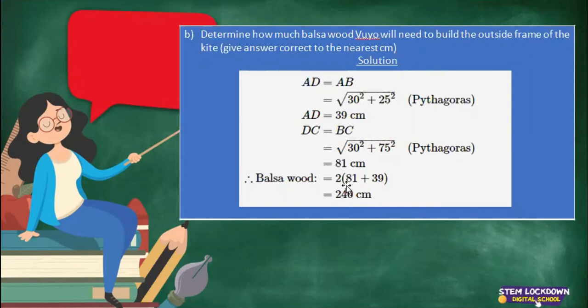So we can say 2 into 81 plus 39, and that will give us 240. Or you can say 2 times 39 plus 2 times 81. So if you do 2 times 39 plus 2 times 81, it gives us what? 240. Now that gives us the perimeter of the frame. Okay.